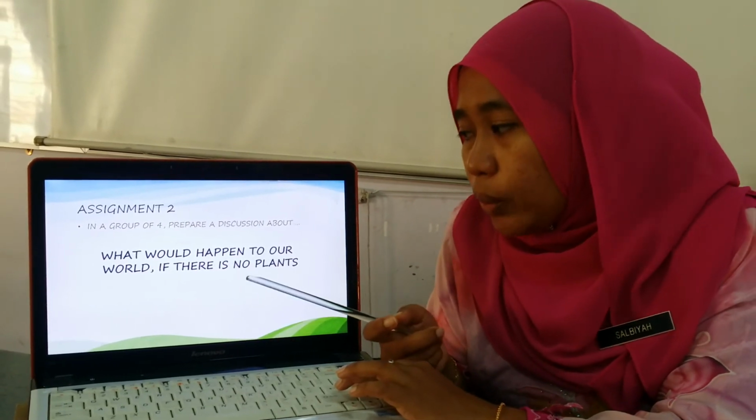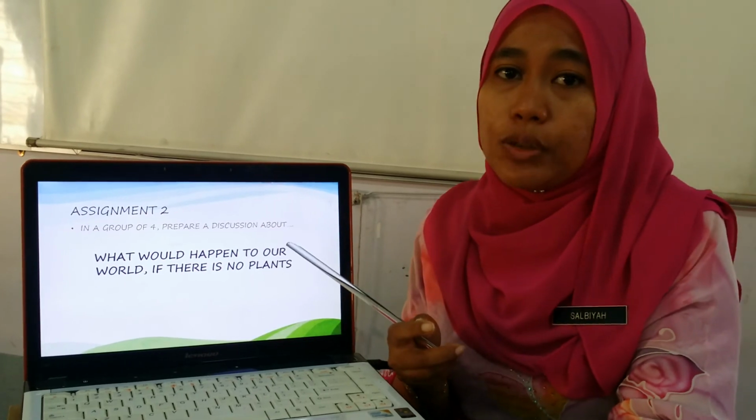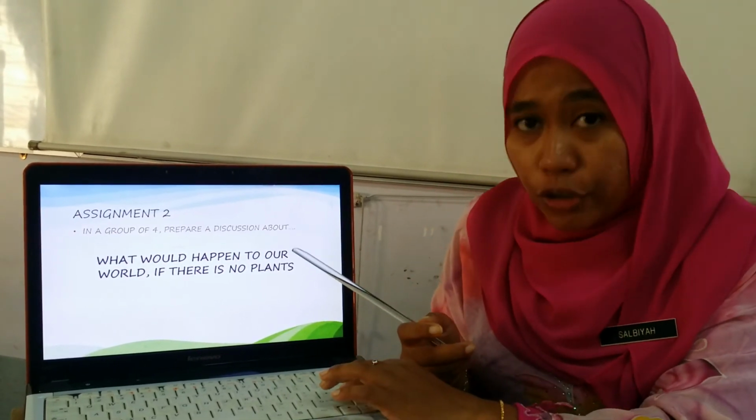And assignment number 2, also in a group of 4, you are going to prepare what will happen to our world if there are no plants. So what do you think will happen? No plants, no green leaves. So what happens? You discuss in your group later.